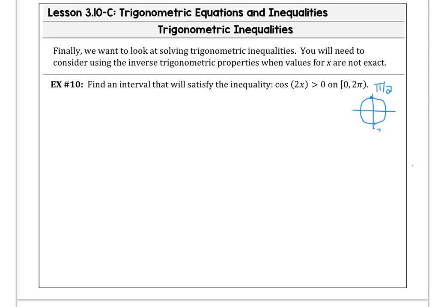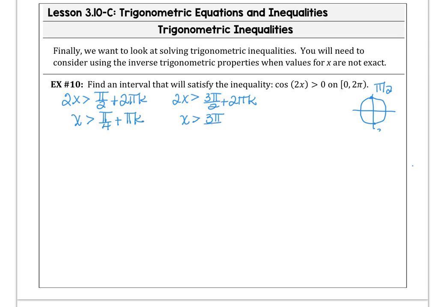We can solve the double angle: 2x is greater than pi over 2 plus 2 pi k, and we can also solve 2x is greater than 3 pi over 2 plus 2 pi k. So that will give us two different intervals. x is greater than pi over 4 plus pi k, and this one x is greater than 3 pi over 4 plus pi k.